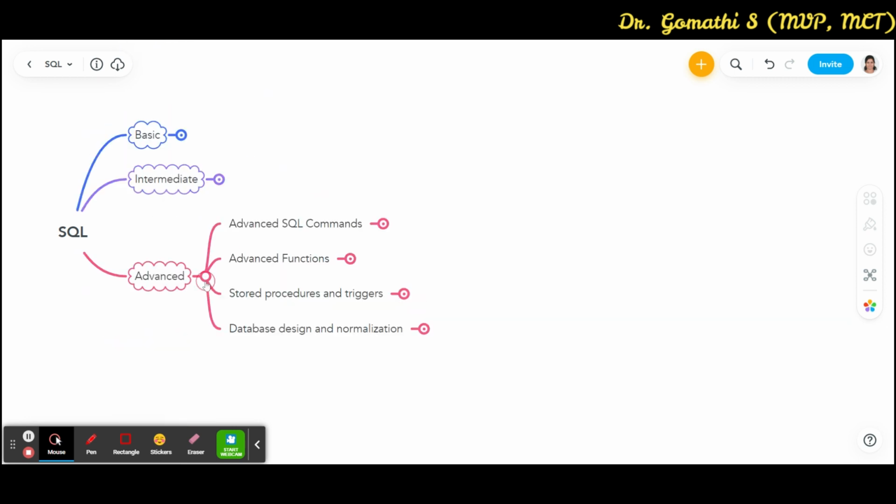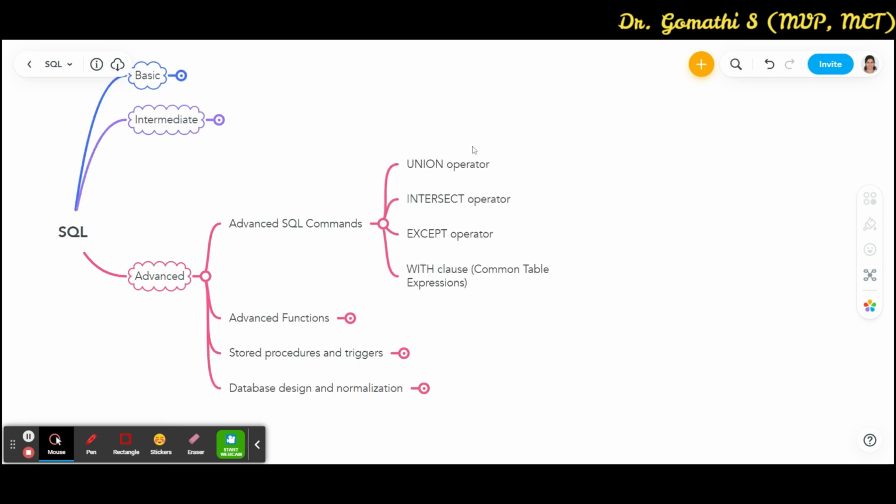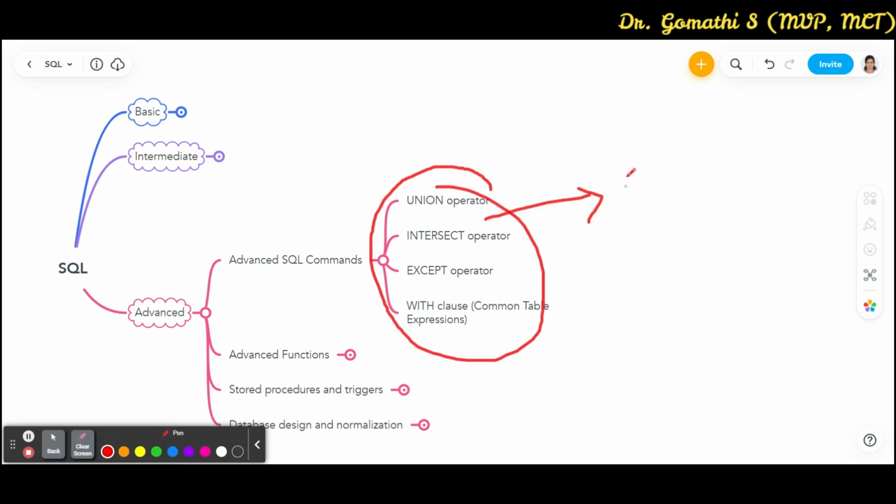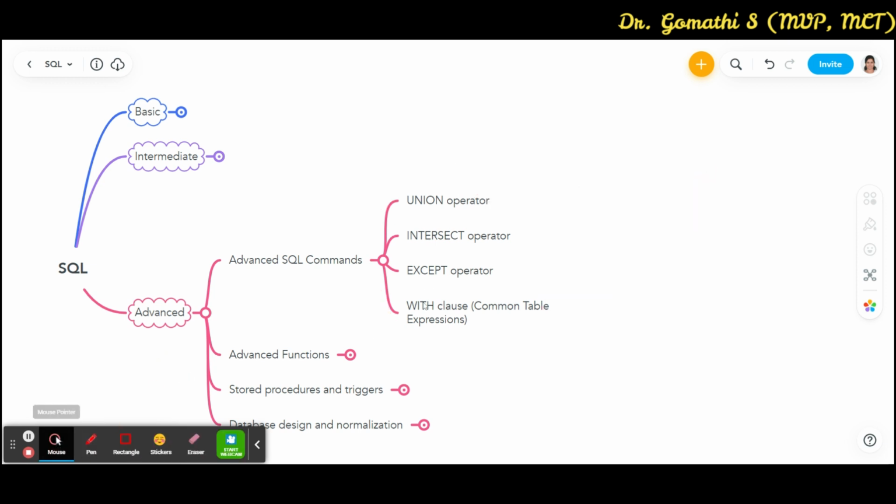And let us come to the advanced level of SQL. You should learn advanced SQL commands here, like the UNION operator, INTERSECT operator, EXCEPT, and the WITH clause, which is a common table expression. The WITH clause is most probably used, along with UNION, INTERSECT, and EXCEPT. You should understand the difference between union and joins, and this should be used properly.